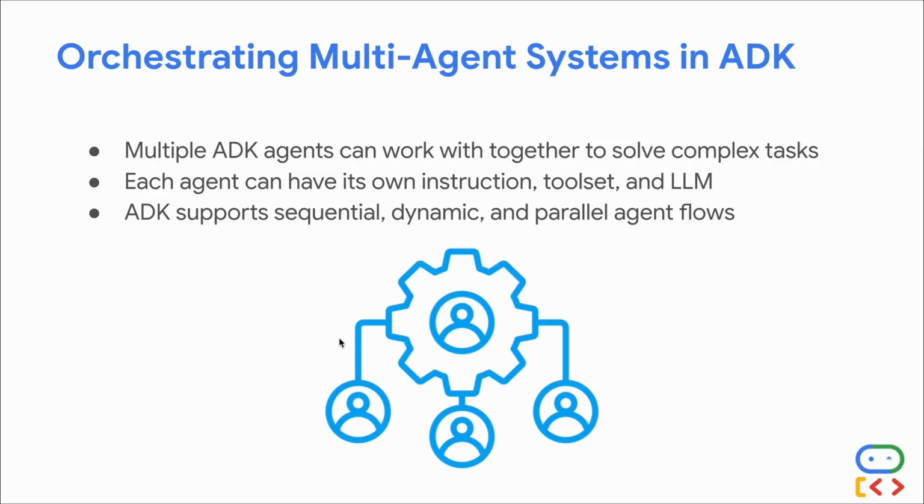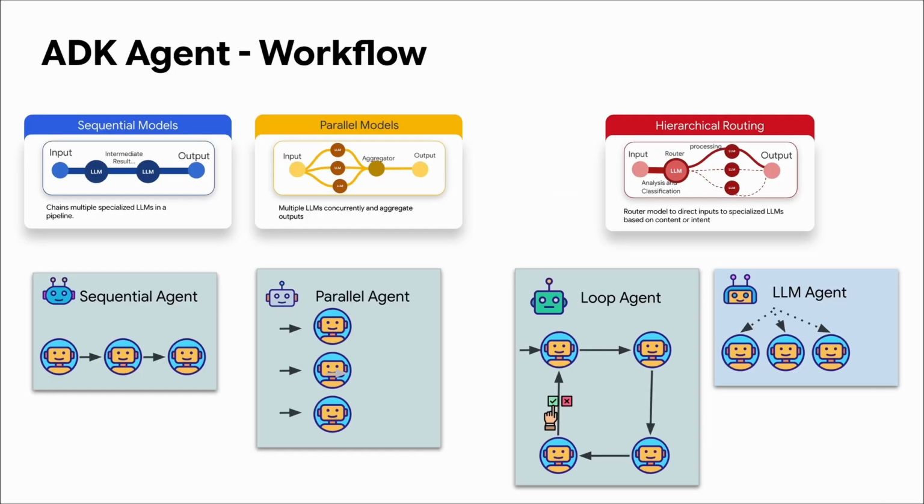Now, orchestrating multi-agent systems in ADK. Multiple ADK agents work together to solve complex tasks, and that is basically known as a multi-agent system. Each agent can have its own instruction set, tool set, and LLM. And ADK supports sequential, dynamic, and parallel agentic flows. These are a couple of ADK agent workflows where you have sequential models where everything happens in a sequence, right? You have parallel models where one agent's doing something, the other one's doing something else, and everybody's working together.